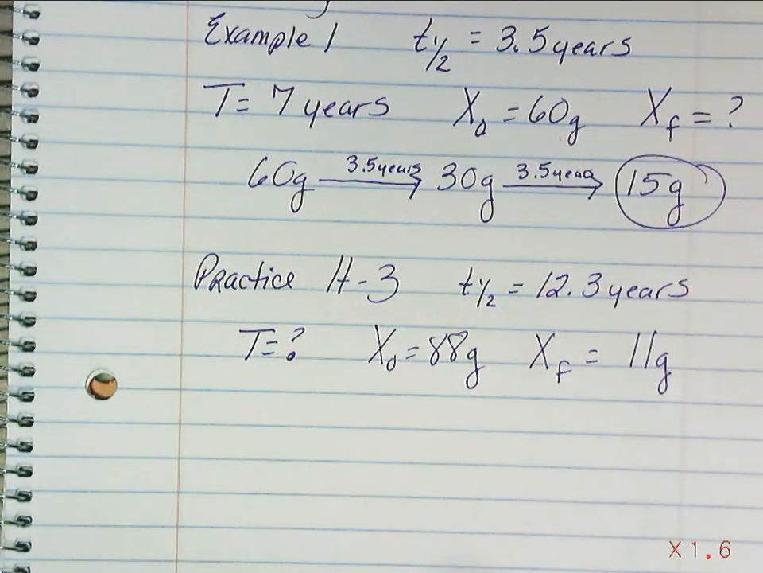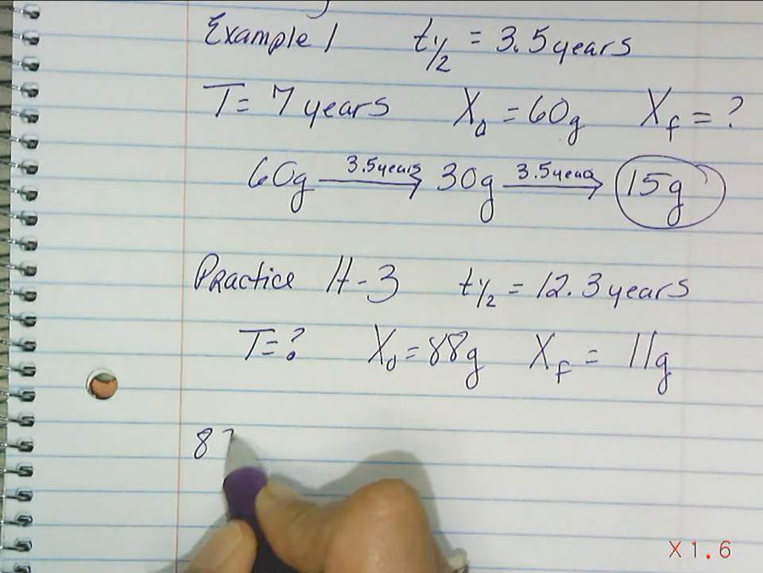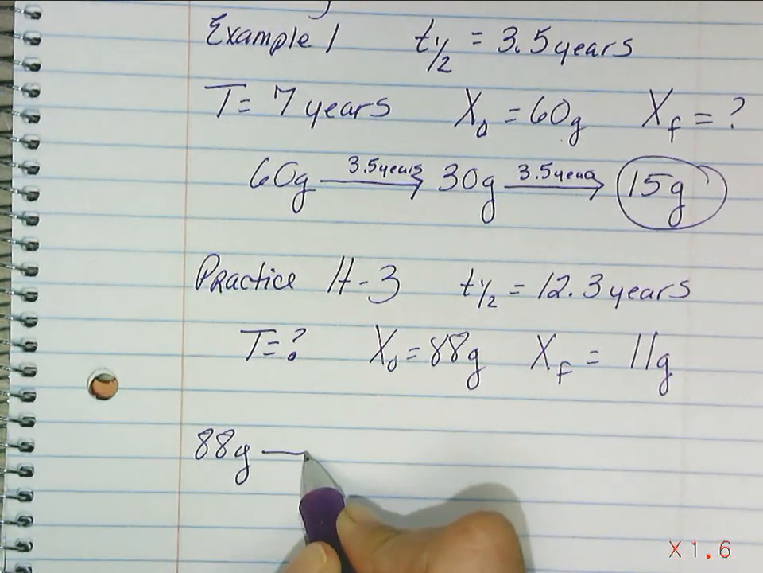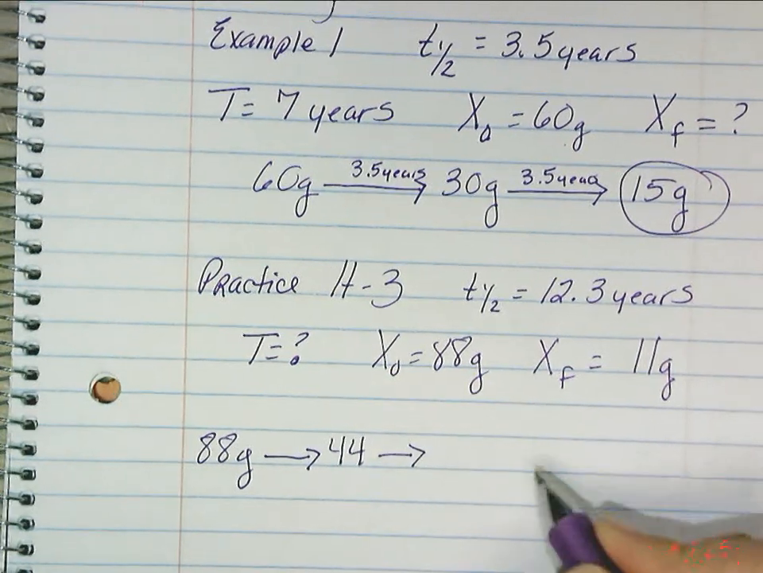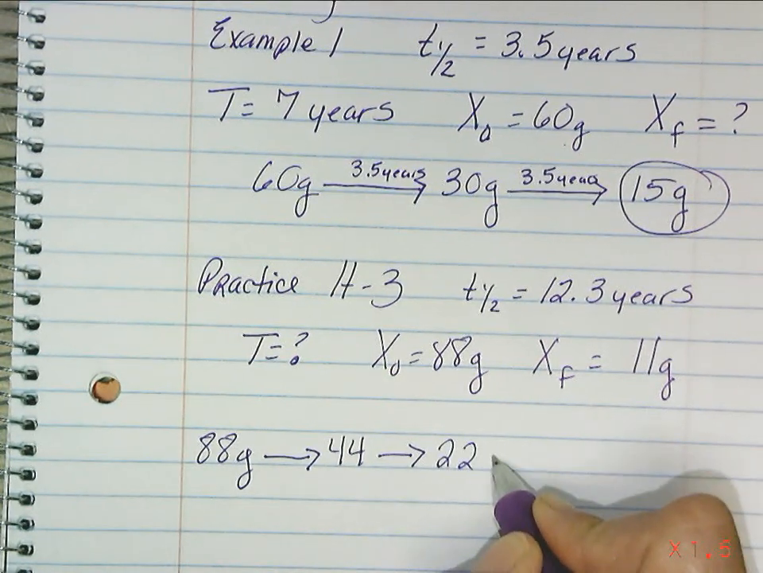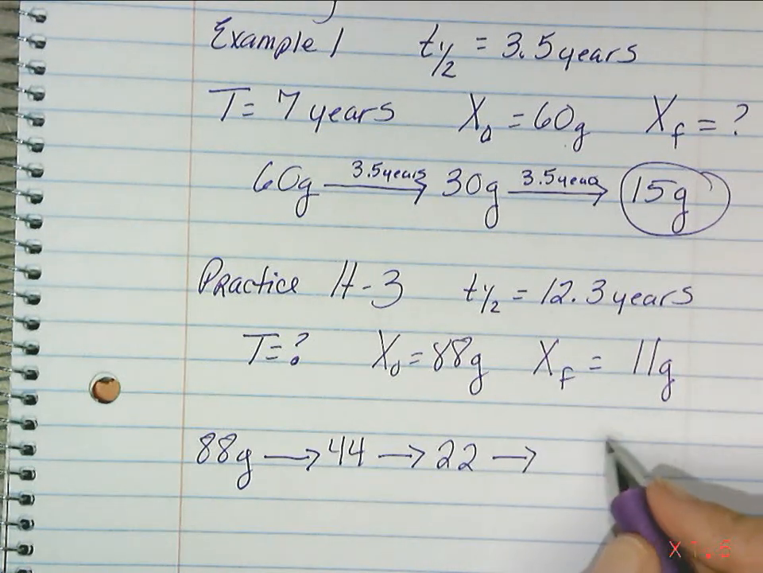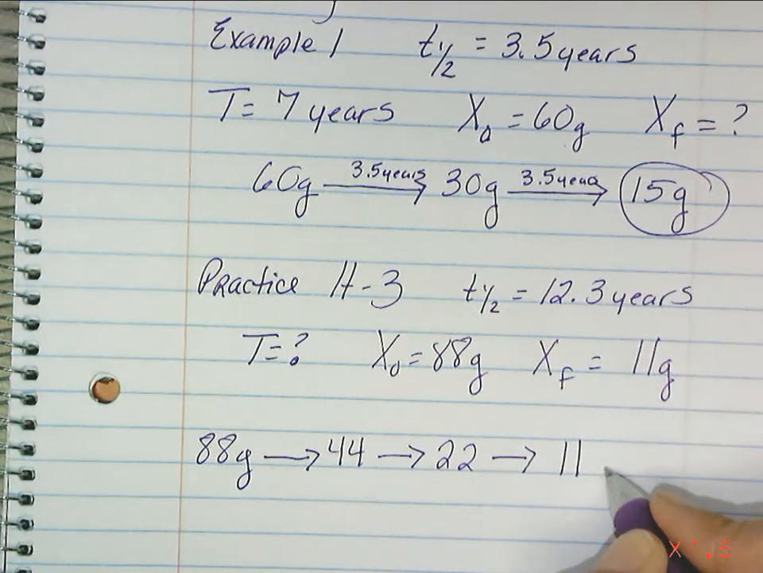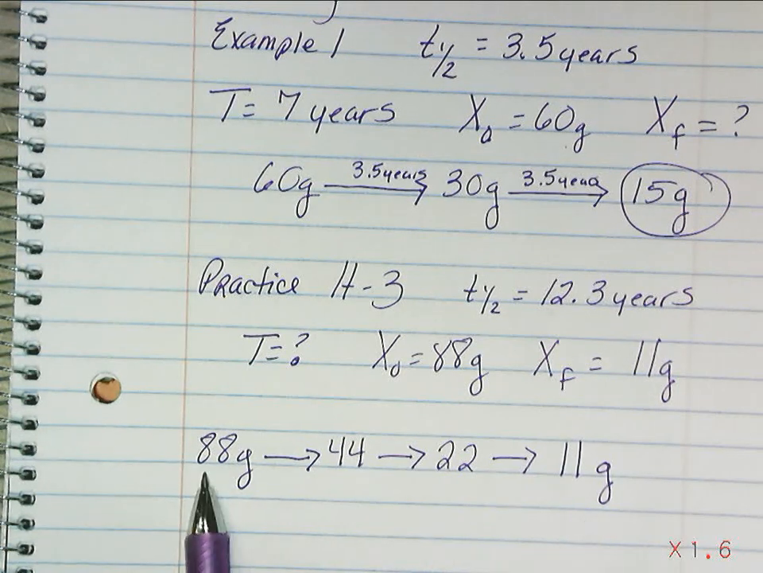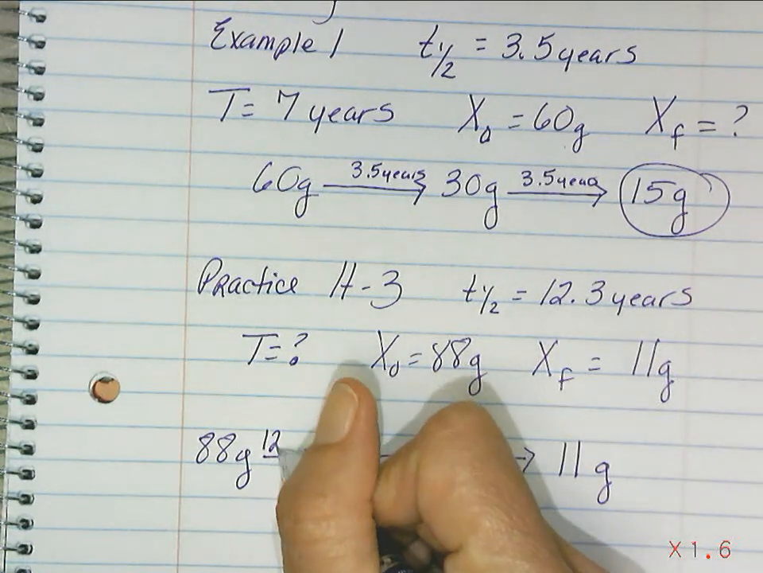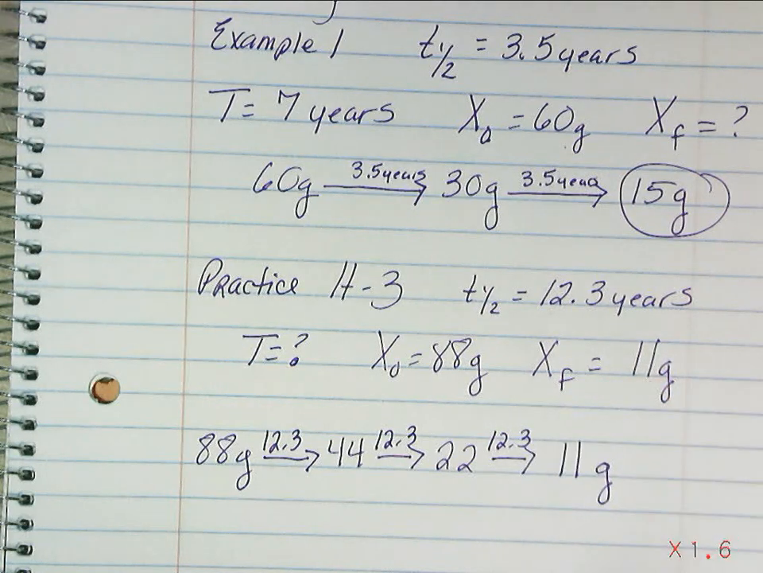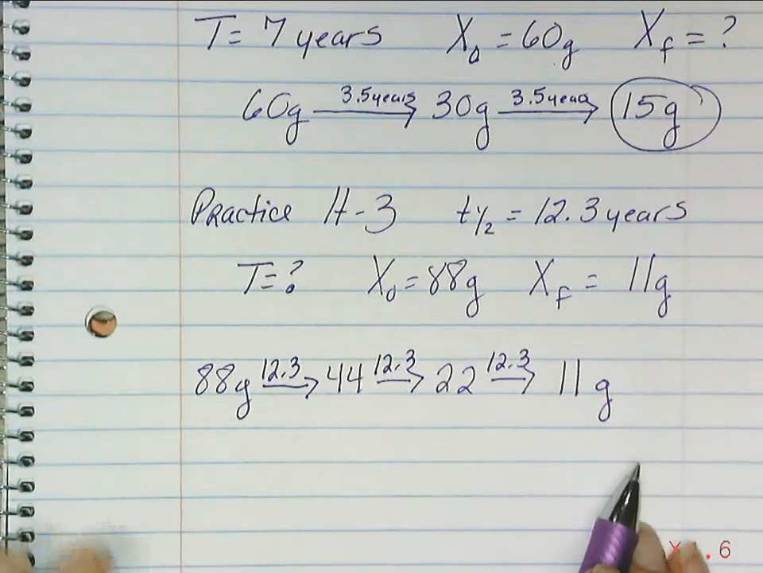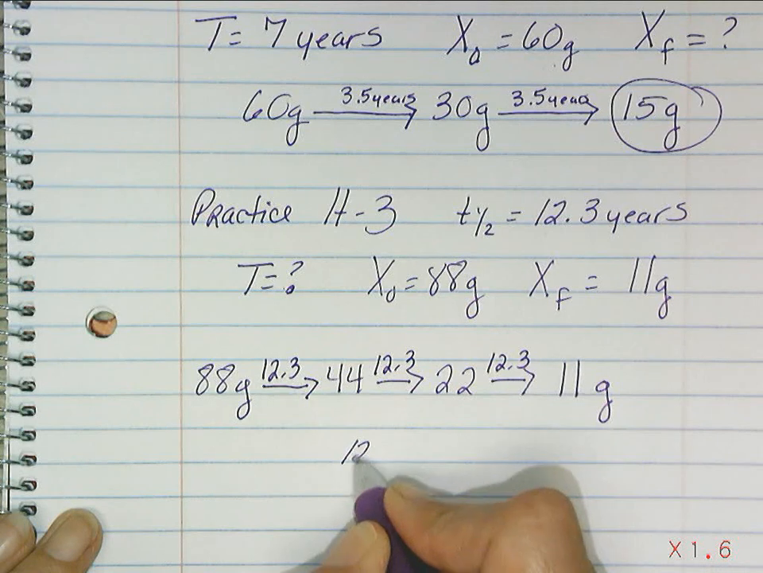So I'm going to draw you a picture. Let's say we have 88 grams here. Divide it in half. 44. Each arrow is dividing in half. We just keep dividing in half until we get to our desired amount. 88 to 11. Each arrow is a half-life of 12.3 years. All we have to do is add them up together to get total time passed.